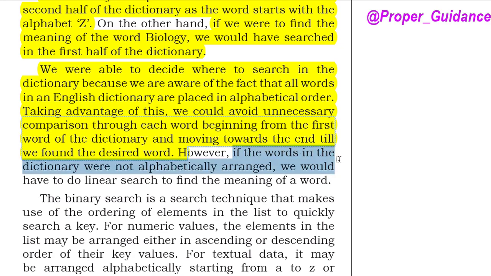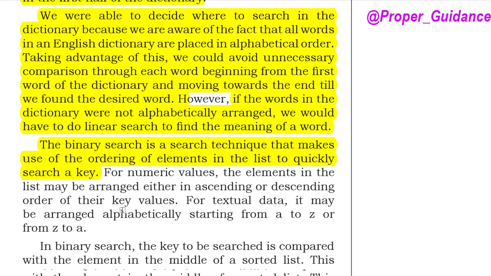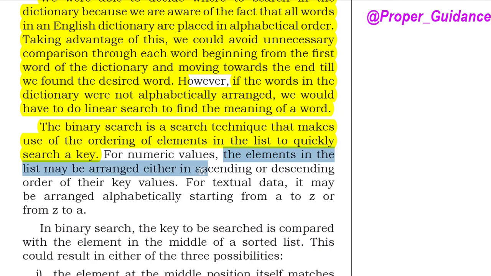However, if the words in the dictionary were not alphabetically arranged, we would have to do linear search to find the meaning of a word, right? The binary search is a search technique that makes use of the ordering of elements in the list to quickly search a key. For numeric values, the elements in the list may be arranged either in ascending or descending order of their key values. For textual data, it may be arranged alphabetically starting from A to Z or from Z to A.